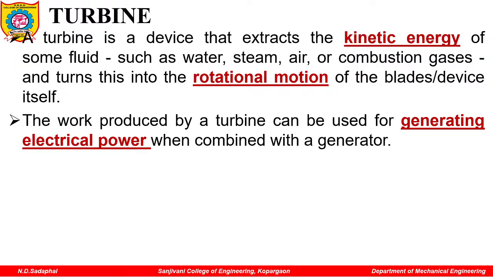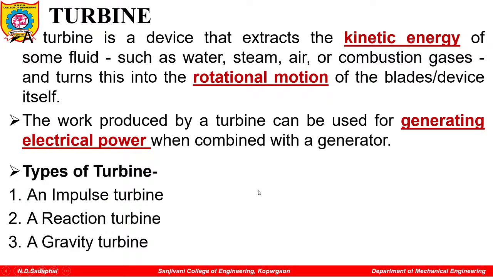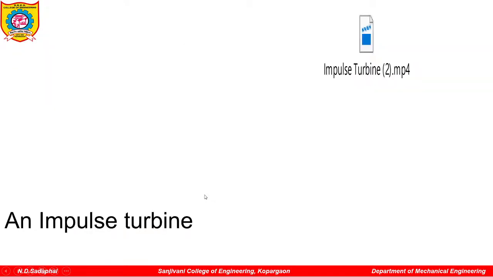Now, the work produced by the turbine means rotational motion. Turbine blades will rotate when they extract the kinetic energy of the fluids. So, this rotational energy is generally used to generate electrical power or electricity with the help of a generator. Now, three types of turbines are there: impulse turbine, reaction turbine, and gravity turbines.